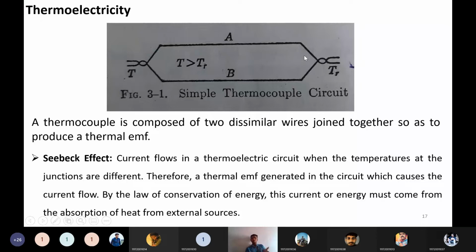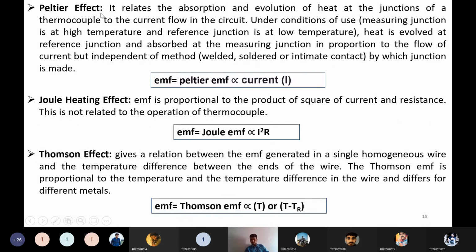During this travel, the EMF will be traveling, and also the current will be traveling from the measuring junction to the reference junction. How this EMF is traveling, what is the relationship between temperature absorption and EMF, and the relationship between the thermal EMF and current flow, will be given by three effects. The first is the Seebeck effect. In the thermoelectric circuit of two dissimilar wires, how the thermal EMF is generated is given by the Seebeck effect, and how the thermal EMF is related to current is given by the Peltier effect. So EMF is directly proportional to the current. And one effect which is not at all used in the thermocouple, but worthy to remember, is this one.